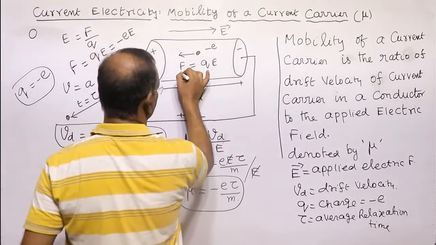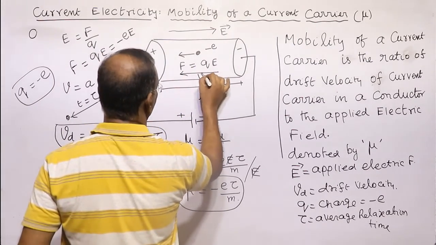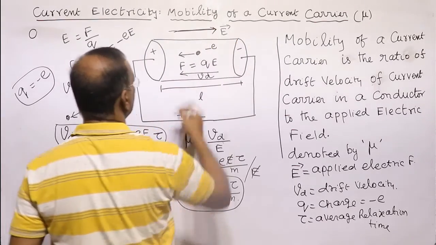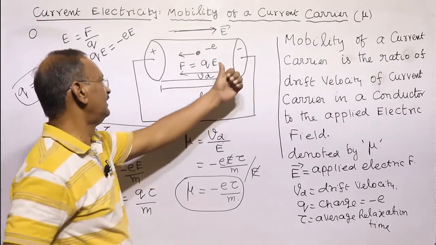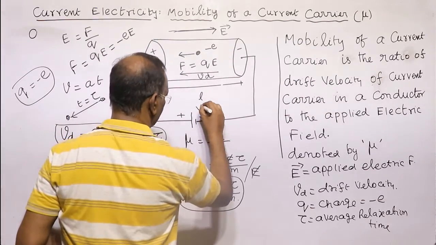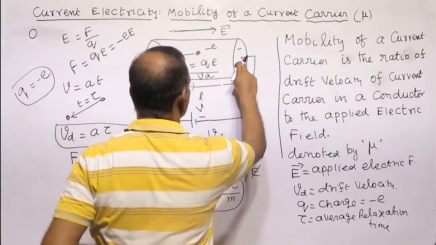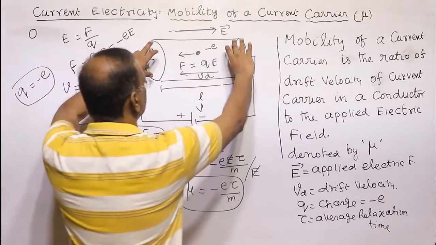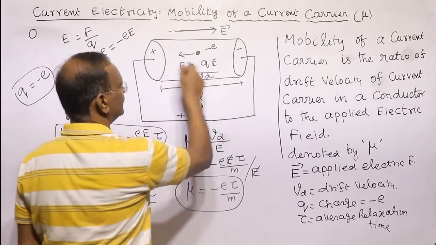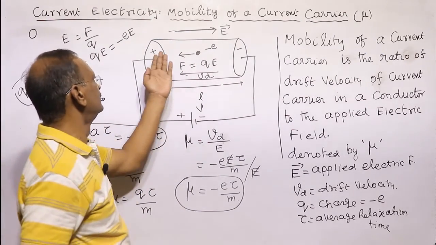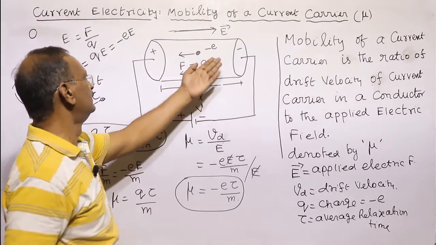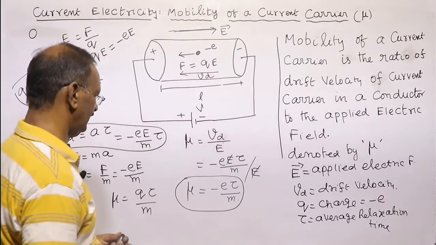It means the drift velocity will be in this direction and the applied field is in this direction. Therefore, the electron will be drifting in a direction opposite to the applied electric field. Since we are applying a potential difference across the conductor, this side is positive, at higher potential, and this side is negative, at lower potential. So the electron will be drifting towards the positive end with the drift velocity.